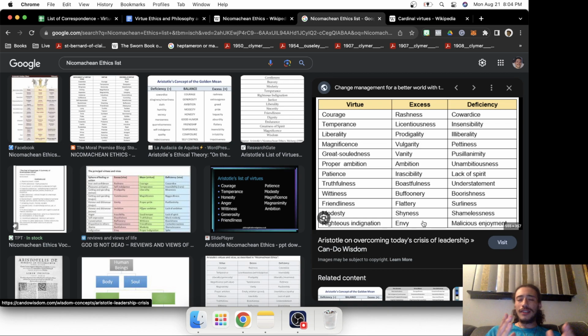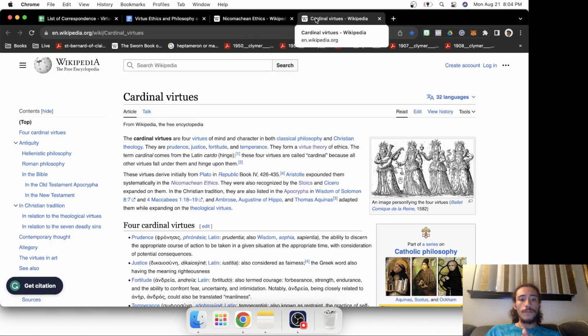And I'm starting to see that you can connect these types of virtues to either astrological signs or planetary ones. Within the Christian tradition, or within Freemasonry itself, there are four cardinal virtues that are very much exemplified and at the core, like the foundation of the philosophies. And that is prudence, justice, fortitude, and temperance.